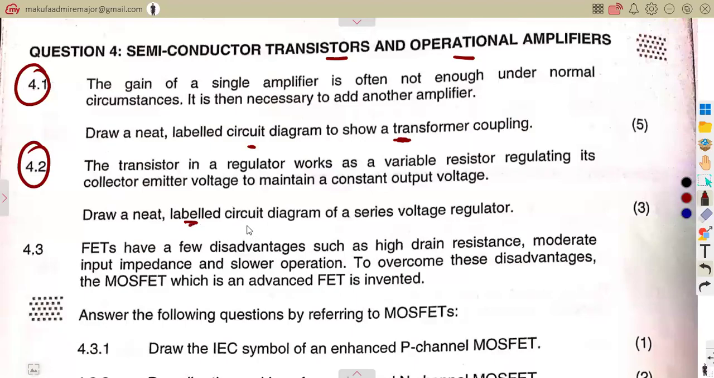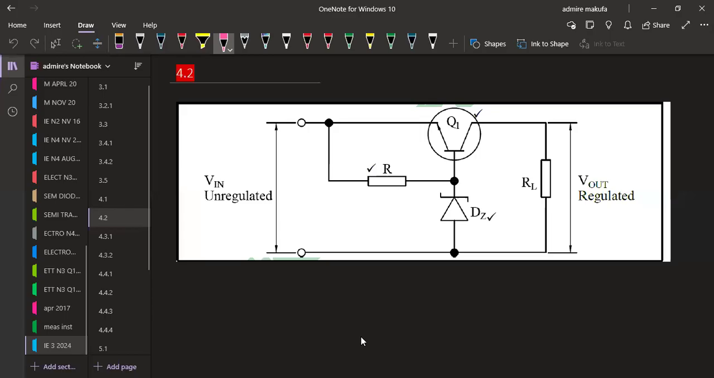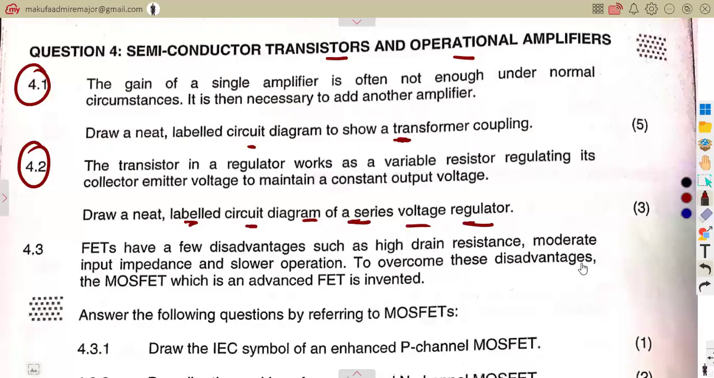Draw a neat labeled circuit diagram of a series voltage regulator, on 4.2. After this information, that's a voltage regulator. It's going to be like this with a Zener diode. So you're going to have something of this nature: the voltage regulated, V in, which is unregulated, then to your transistor. So that's it, guys. According to your syllabus, those are the diagrams that they will need you to have.